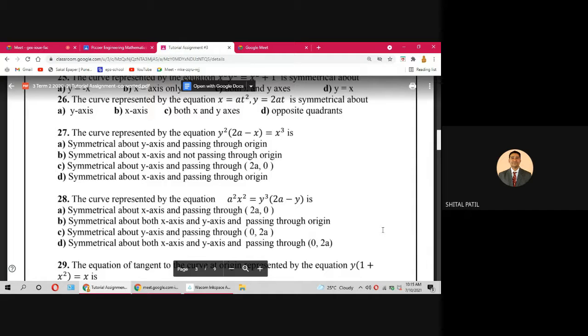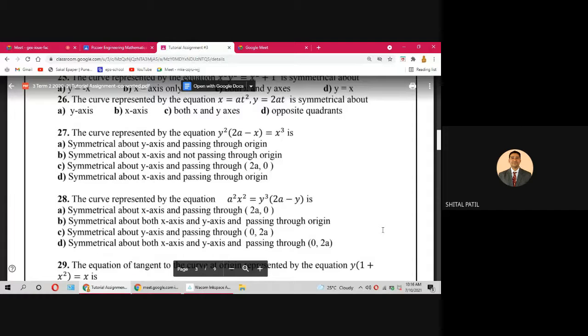Question number 28. Symmetry. Powers of x, only one term in x, x square. So symmetric about y axis. Powers of y, they are not even. Y cube and y raised to 4 are there. All are not even. So symmetry about y axis. So A option is not correct. B is not correct. C may be correct. D, symmetry about both x and y axis, wrong. So that's it. Symmetry about y axis. That will be sufficient. No need to check the second point.